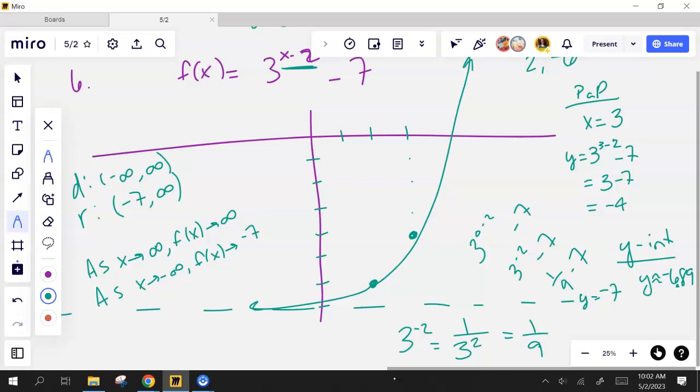Say that again. The b, which is the base, the one that has the exponent hooked to it, if it's bigger than 1, it's growth. If it's less than 1, it's decay. All right, does that answer your questions about that one?